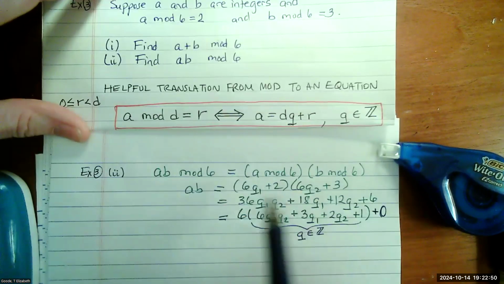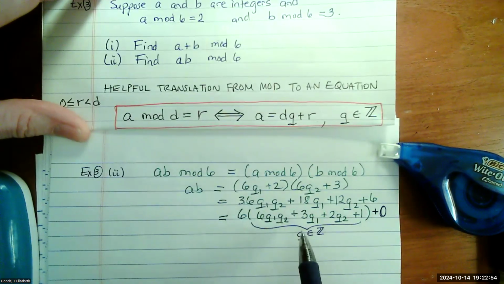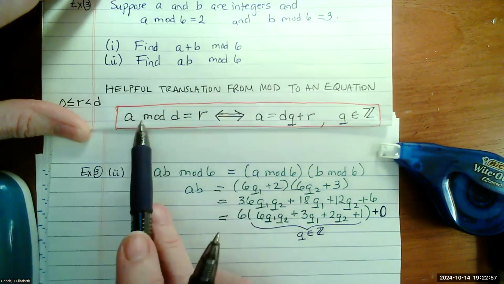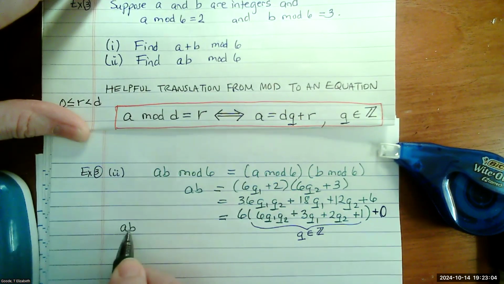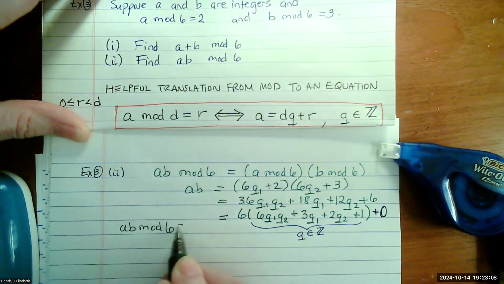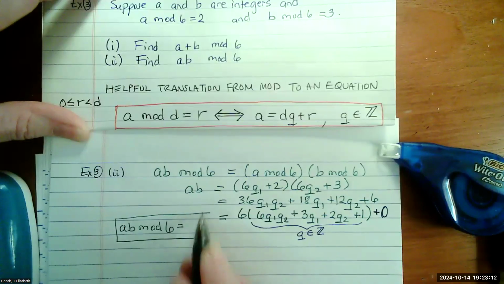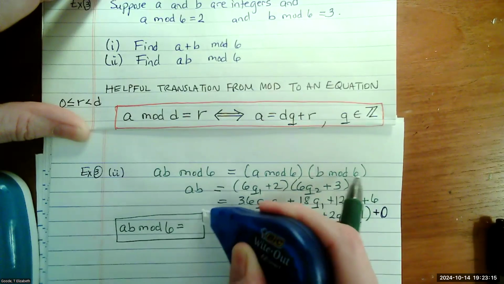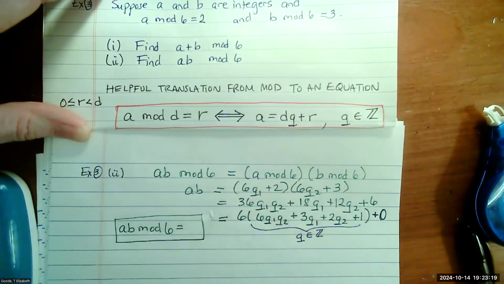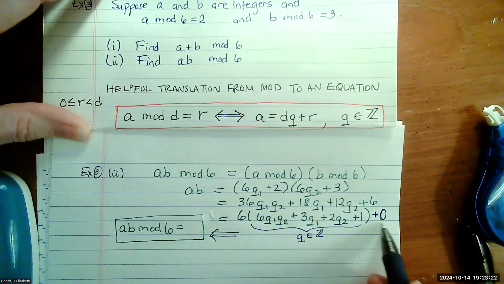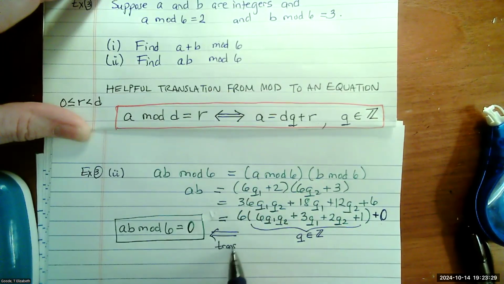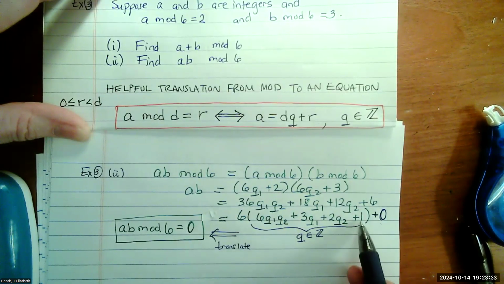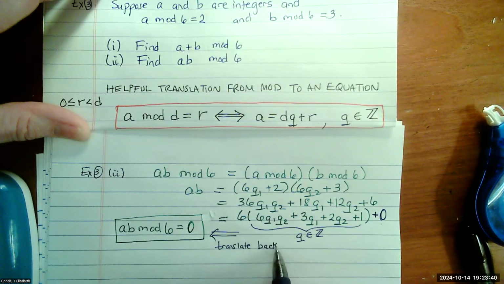So now we're ready to translate from this equation, 6 times a big Q plus 0, back to finding AB mod 6. What is it? Is it zero? Go ahead. 0. Yeah, it's the 0. There was nothing left over. So when we translate back, 6 is so big that we have to pull 6 out of it, and there's nothing left over.